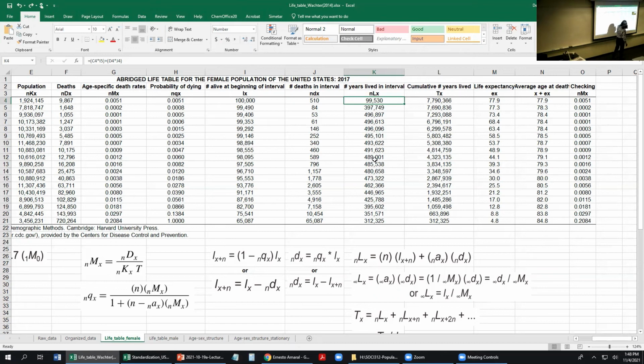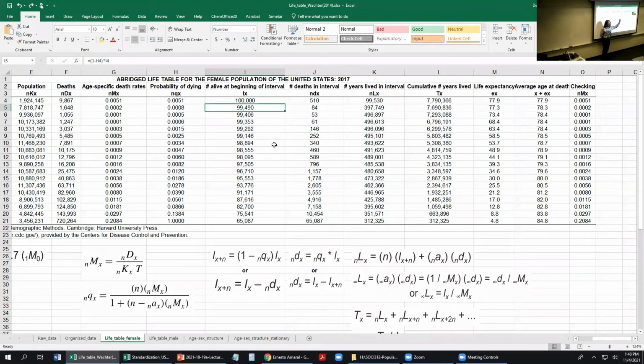For the first age group here, for 0 to 1, these people here were alive at age 0. These people here were alive at age 1. They all survived to the next age group, 99,490. How many person years did these people live in the previous one?